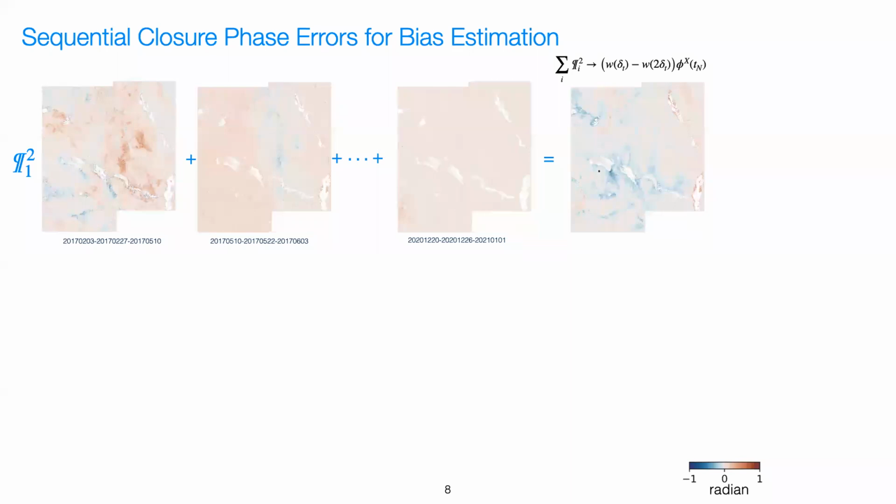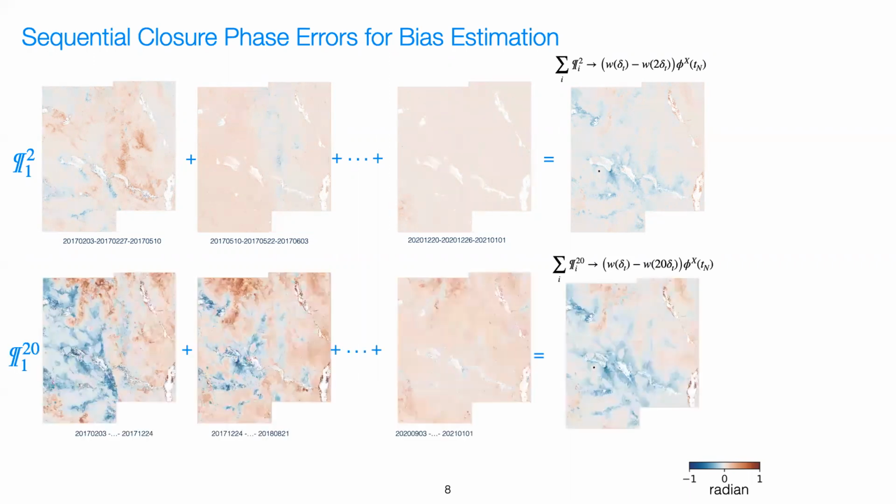Now let's look at some closure phase. First, let's look at the triplets. These are consecutive triplets, and by adding them up, we obtain a weighted version of cumulative bias in our time series. The same can be done at other connection levels. For example, these are connection 20 closure phases. The sum of these closure phases gives us another weighted version of the bias.